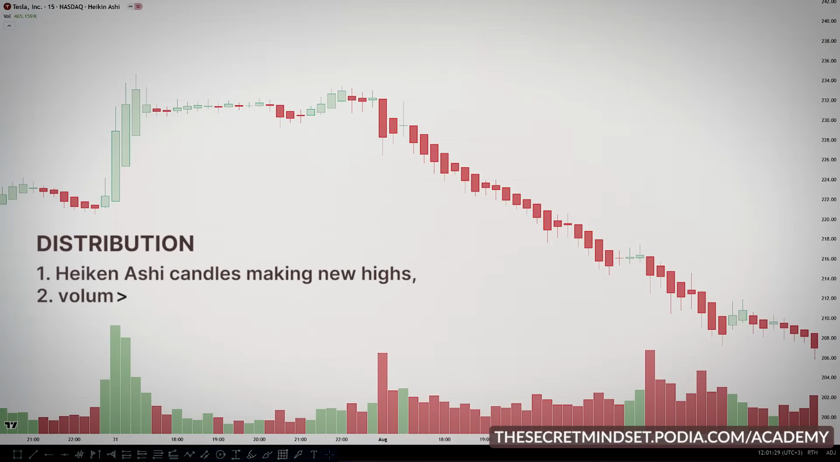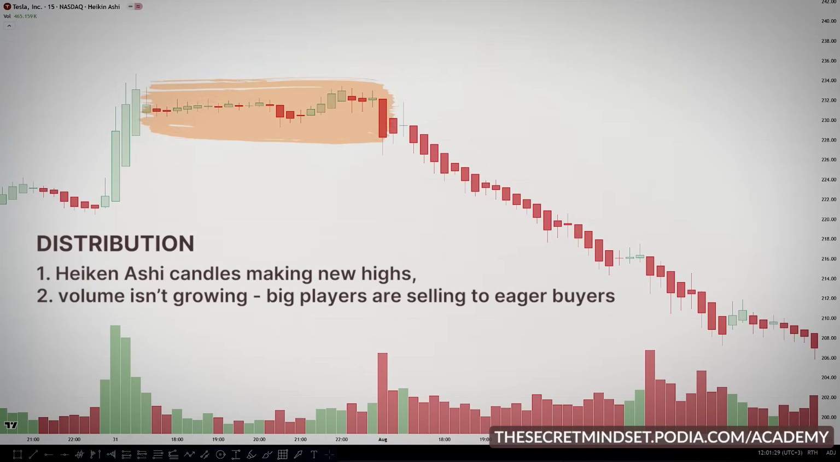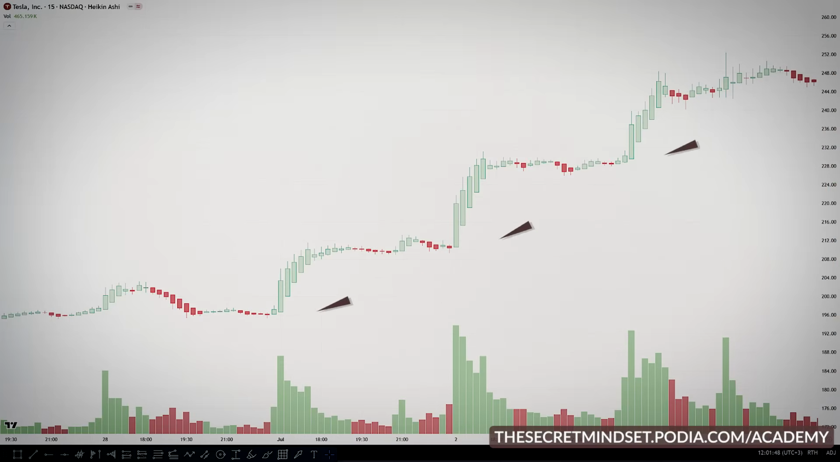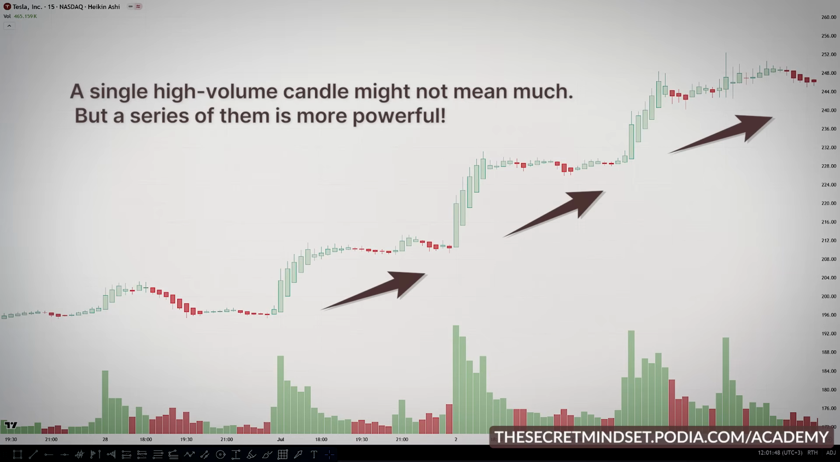Distribution is the opposite. Smart money sells to the crowd. You might see Heikin Ashi candles making new highs, but volume isn't growing. This could mean big players are selling to eager buyers. Very important, don't just look at one candle. Watch how they form over time. A single high volume candle might not mean much, but a series of them is more powerful.